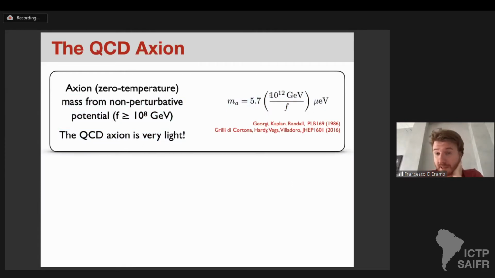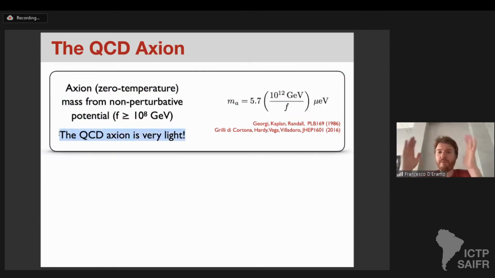So I normalize this expression with an f of 10 to the 12 GeV. We don't know the value of f. I told you it's much larger than the weak scale. And as you will see, 10 to the 12 is an interesting number, maybe a range between 10 to the 9 and 10 to the 12. But in other words, you see that even if you take f as low as 10 to the 9, or actually 10 to the 8, I put it here. This comes from experimental bounds from different sources, observational bounds and experimental bounds. You see that the QCD axion is very light.